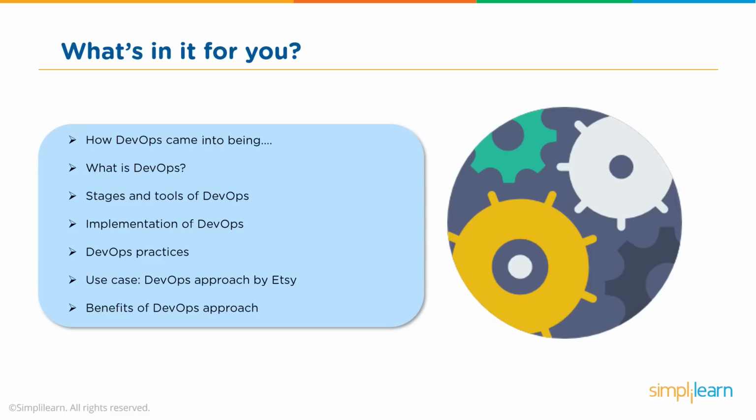We're going to cover a few key elements. We're going to take you through how DevOps came into being, what DevOps is. You'll also look at the stages and the tools that are used to implement DevOps and DevOps practices within your organization. I'll take a look at and introduce what Etsy is doing with DevOps and how it transformed how they were able to be successful. And finally, we'll tie everything up by going through the benefits of what DevOps is.